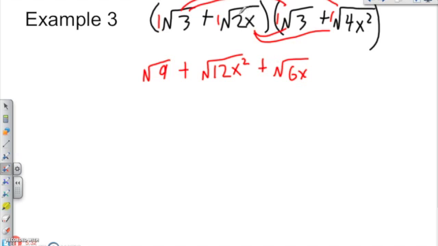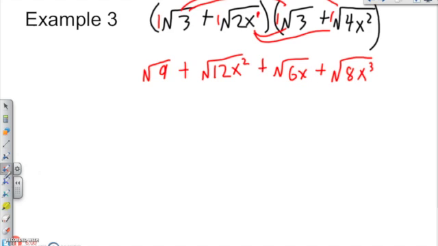And now I have to multiply the second term by the second term in my second binomial. So a 2 times a 2 times a 4 is going to give us 8. And an x times an x squared, remember this x has an exponent of 1. Our properties of exponents say that when we multiply like bases, we add the exponents, so 1 plus 2. And that's going to give me x cubed.